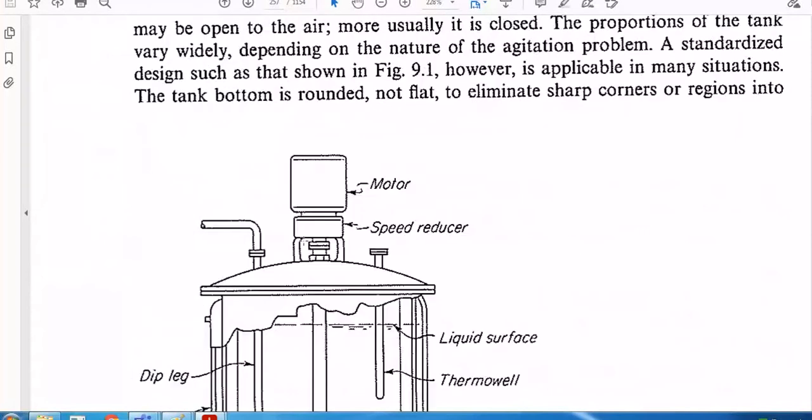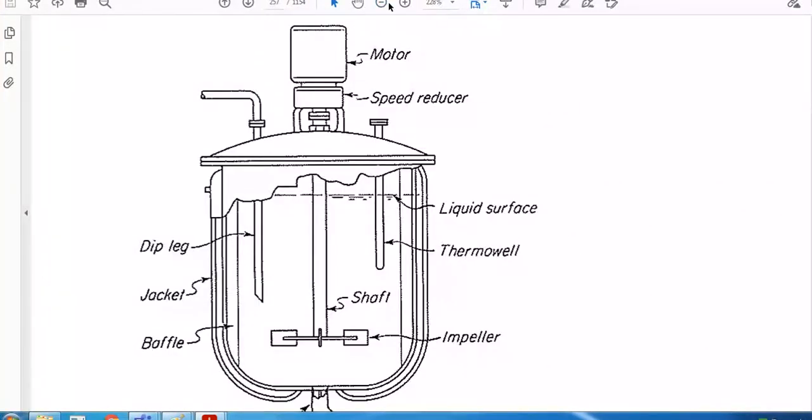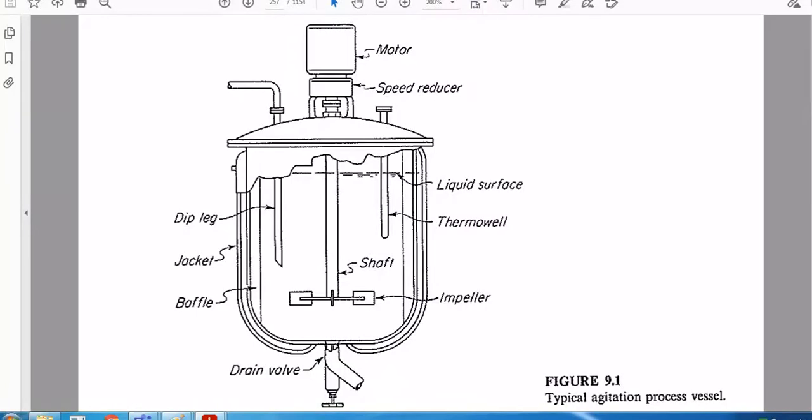This diagram. The next question is: draw a neat diagram of the agitation vessel. This is a reactor. So the question will be like this: draw a neat diagram of an agitation process vessel with all the parts and the ratios. You know very well the ratio of Dt by Dh is equal to 1. All those ratios which we have already seen, we are supposed to maintain properly, perfectly.